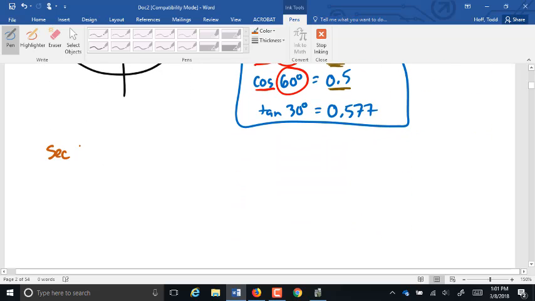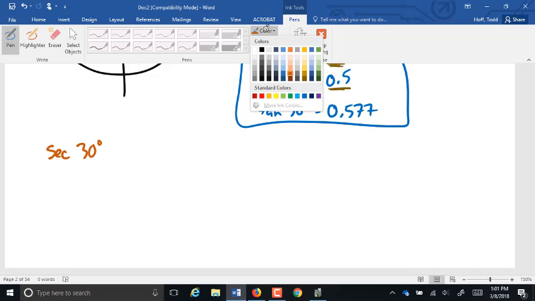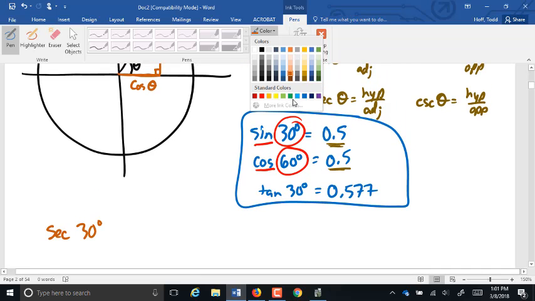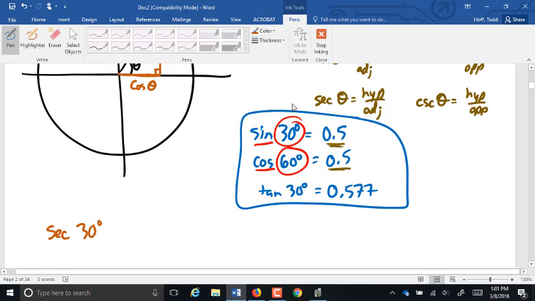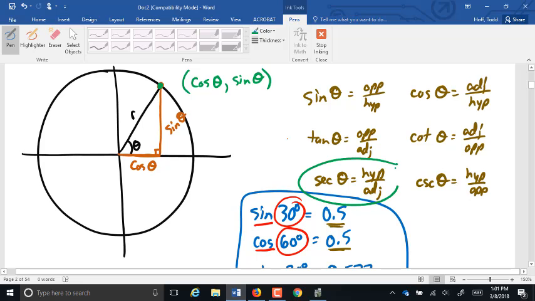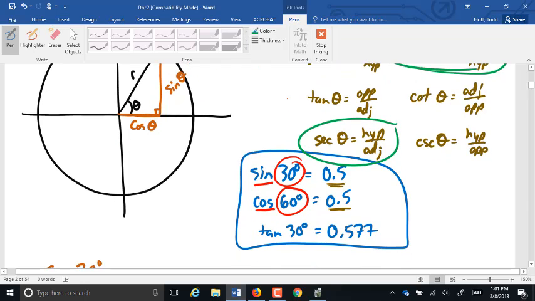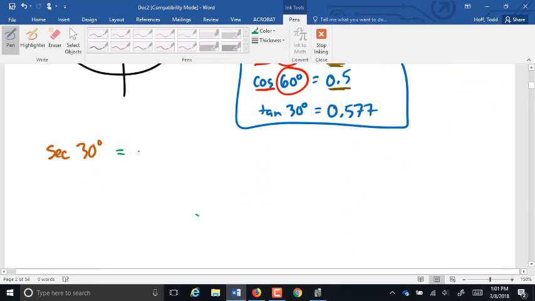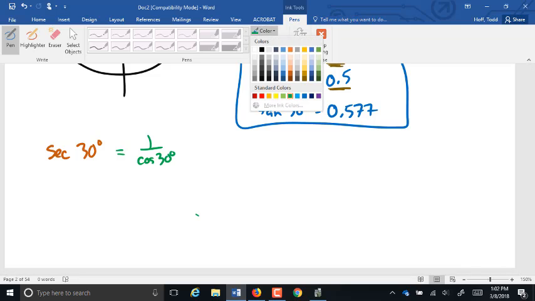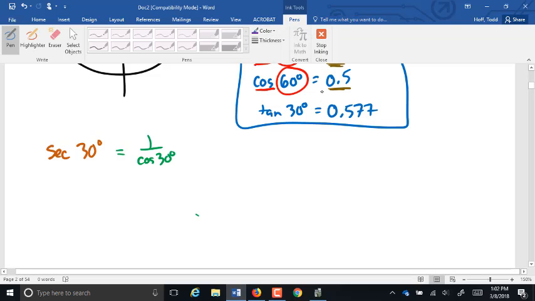Secant of 30 degrees. Secant, if we look up here, is related to which one? Secant, remember, was the reciprocal of the cosine. So secant of 30 degrees is really 1 over cosine of 30 degrees. Now you could punch it into your calculator like this, but there is an easier way to enter it. You could always do 1 divided by cosine, which is fine, but your calculators have a key.